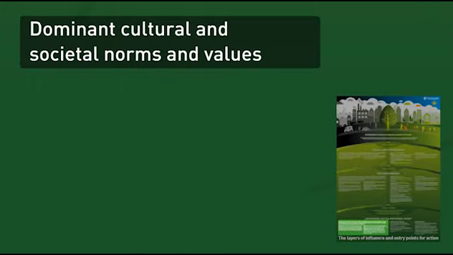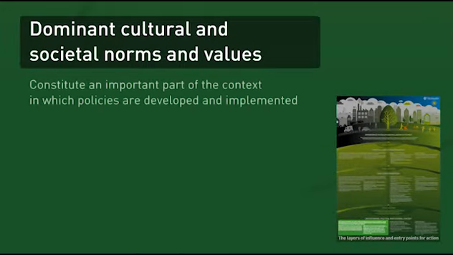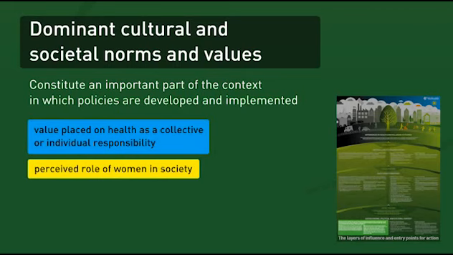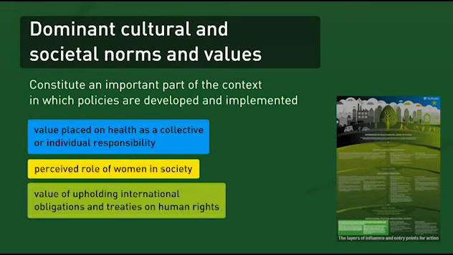Dominant cultural and societal norms and values constitute an important part of the context in which policies are developed and implemented. Examples include the value placed on health as a collective or individual responsibility, the perceived role of women in society, and the value of upholding international obligations and treaties on human rights.